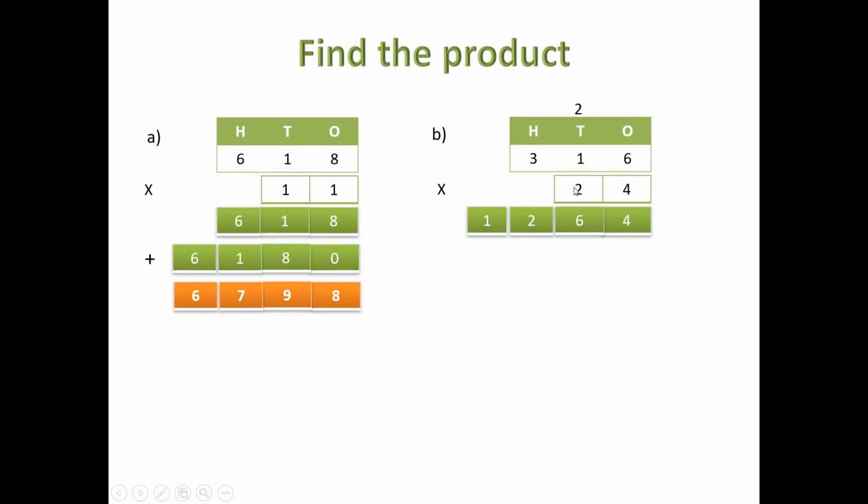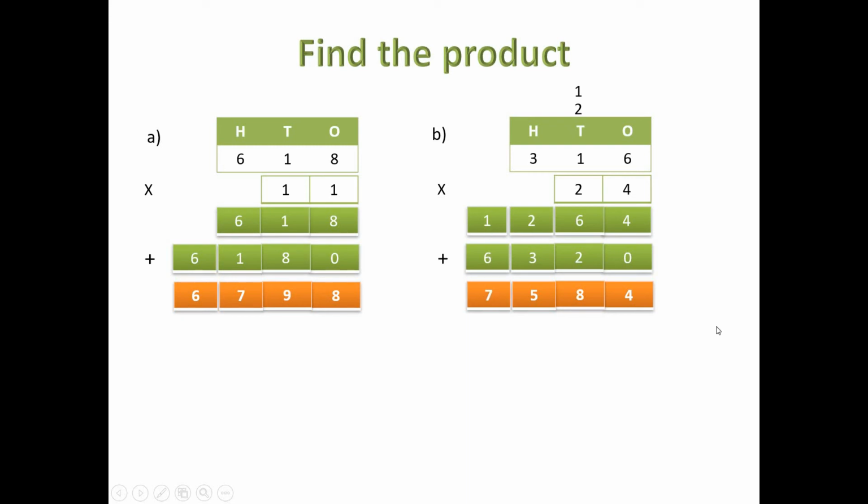Now the next step is to put a 0. So 0, 6 2s are 12. So we put 1 here and write 2 down. 2 1s is 2 plus 1, 3, 2 3s is 6. Now we add these both. 4 plus 0 is 4. 6 plus 2 is 8. 2 plus 3 is 5. And 1 plus 6 is 7. So 7584 is the answer.